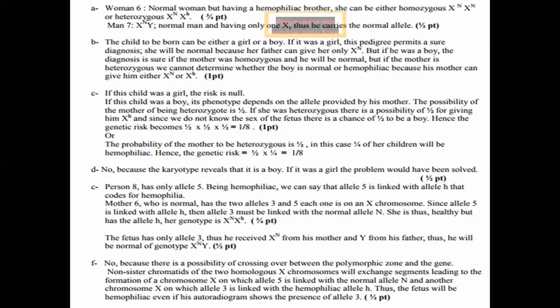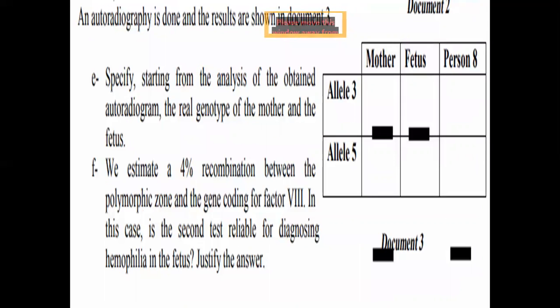Part E. What did they say in part E? Specify, starting from the analysis. Specify, so we have to justify. Here in this part, what did most of you do? They said the mother has allele 3 and allele 5, and person 8 has allele 5 only, so it will be, for example, XHY. The mother will be XNXH, and the fetus will be XNY.